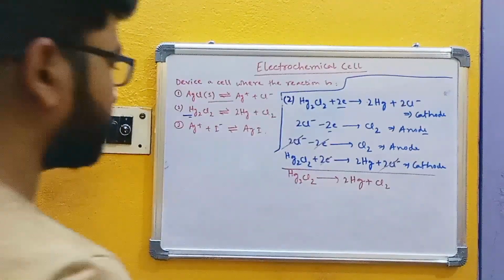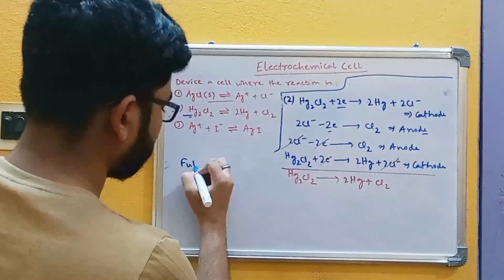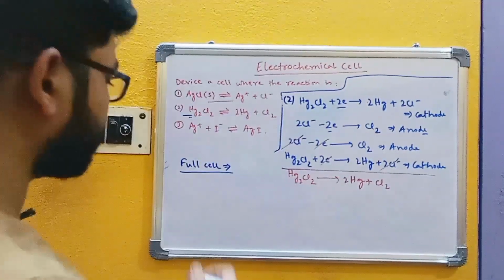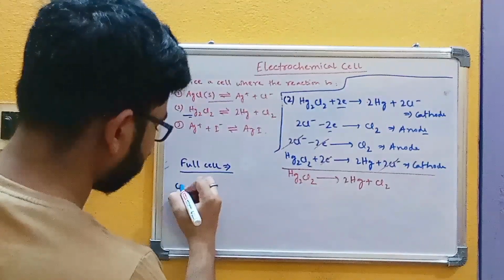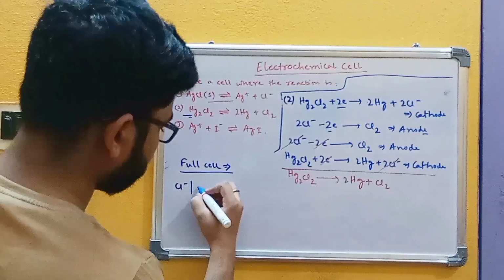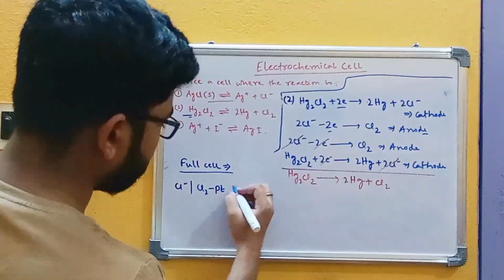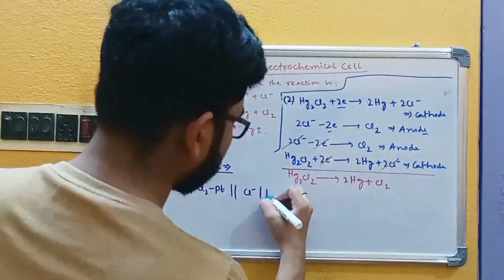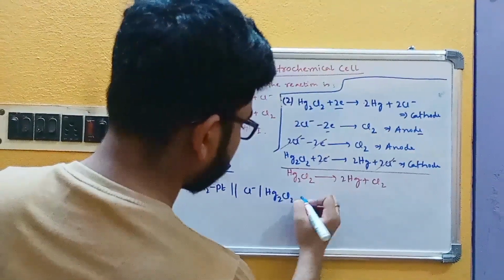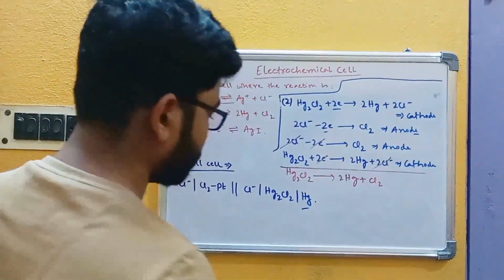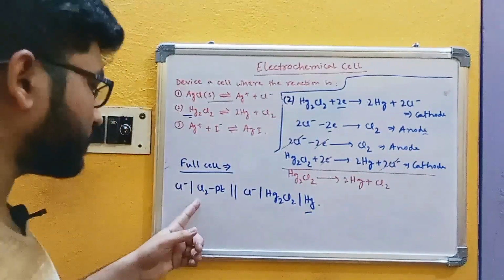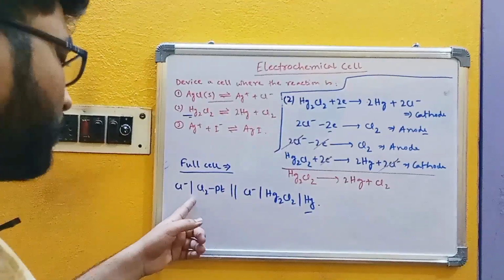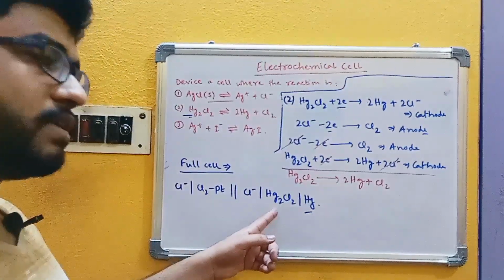So we can write the full cell such that Cl minus, Cl2, Pt, and Cl minus, Ag2Cl2, Ag. So this acts as anode and this acts as cathode, because here oxidation takes place and here reduction takes place.